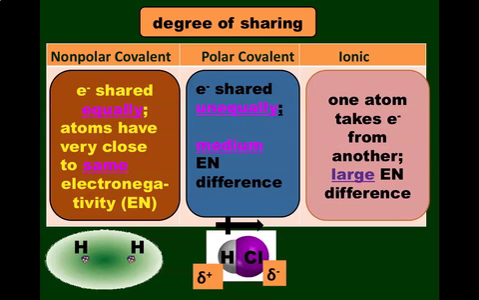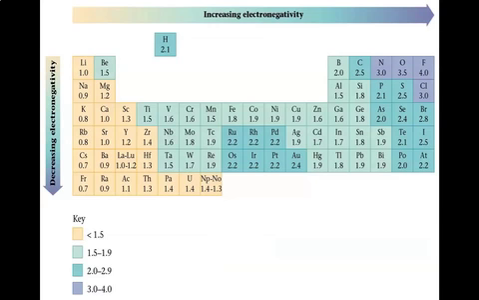Then you have ionic, which we've already talked about, and one atom takes an electron from another, and there's a large electronegativity difference because one doesn't hold them hardly at all. So for instance, the difference between sodium and chlorine: sodium has its electron, and chlorine is able to steal it completely, and then they're just attracted to each other because of their positive and negative charges.